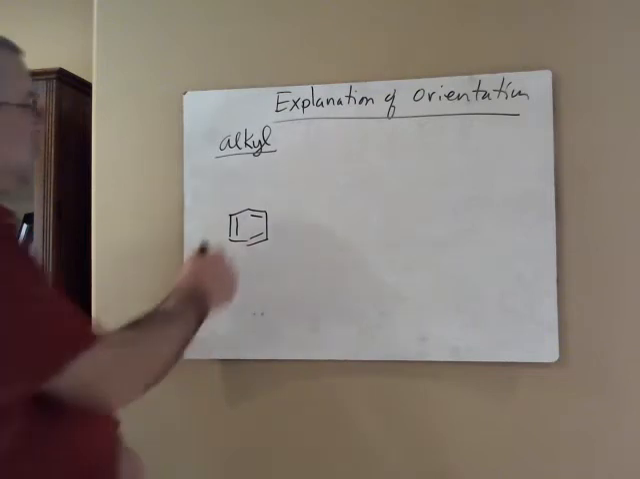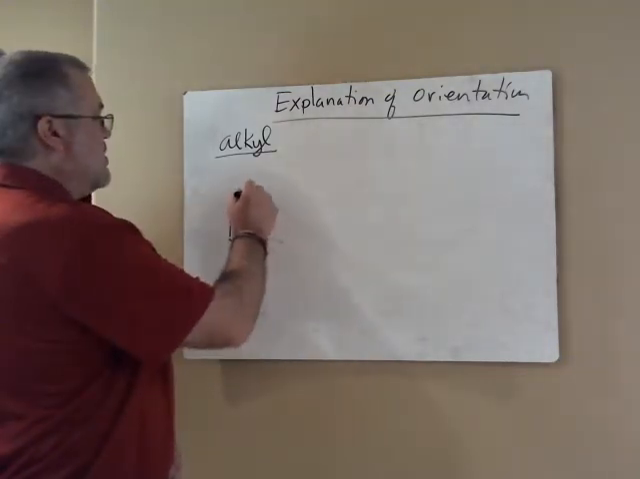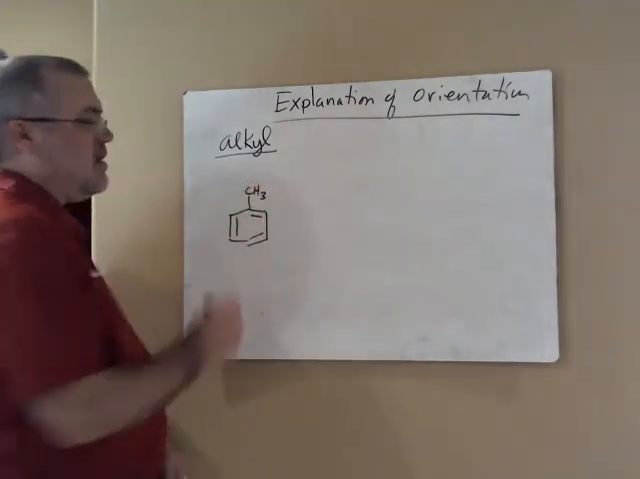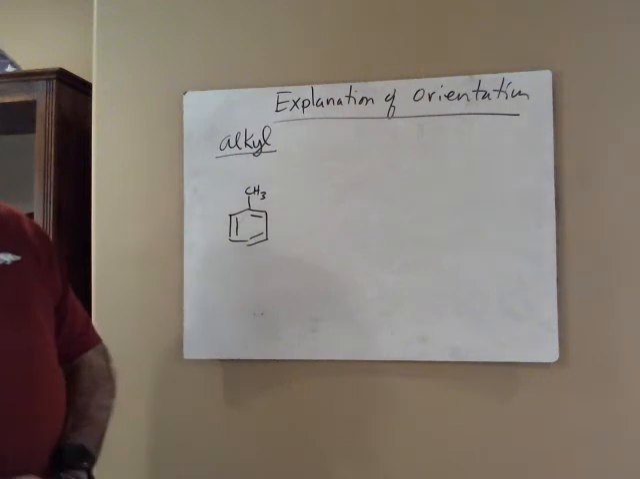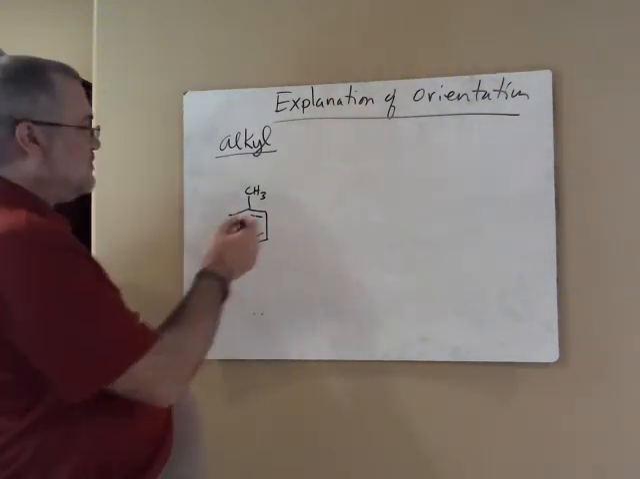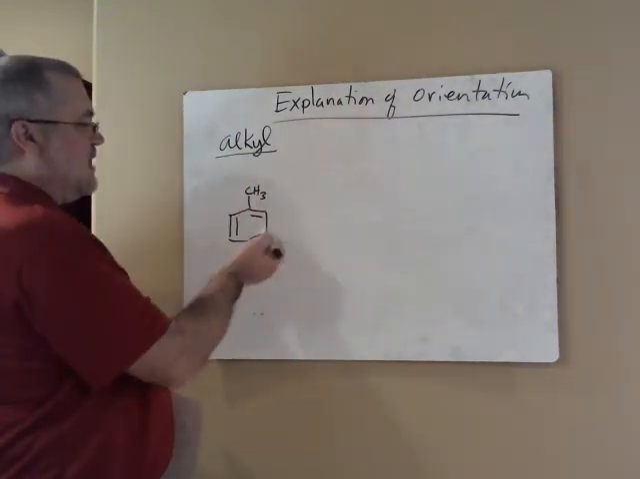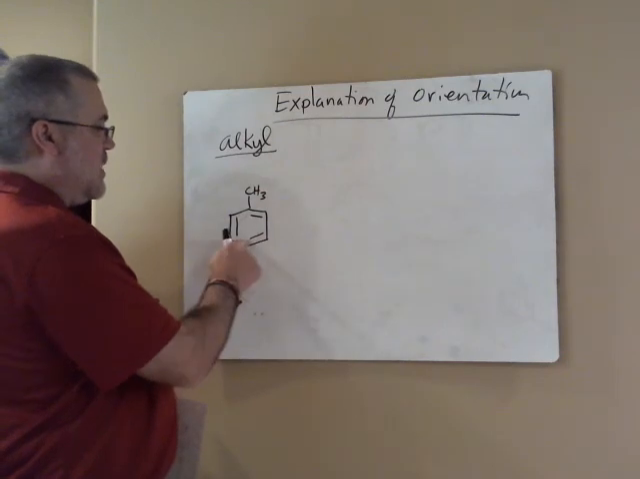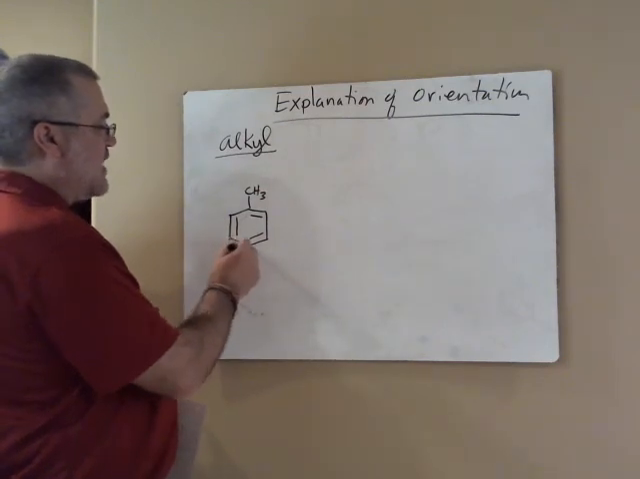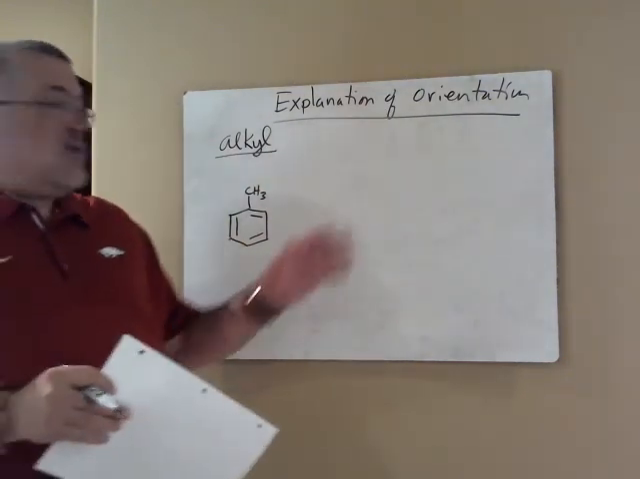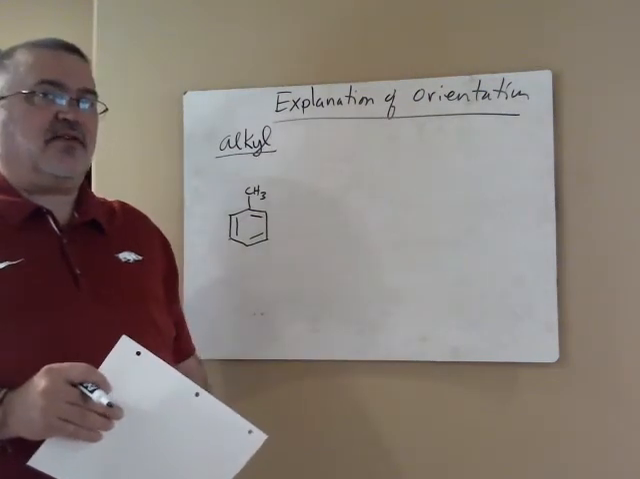Okay, and I'm going to put my methyl group right here. That's the alkyl group we'll use. And so what we want to look at is if we react an electrophile with this through a substitution reaction, how can we explain that it ends up ortho-para?